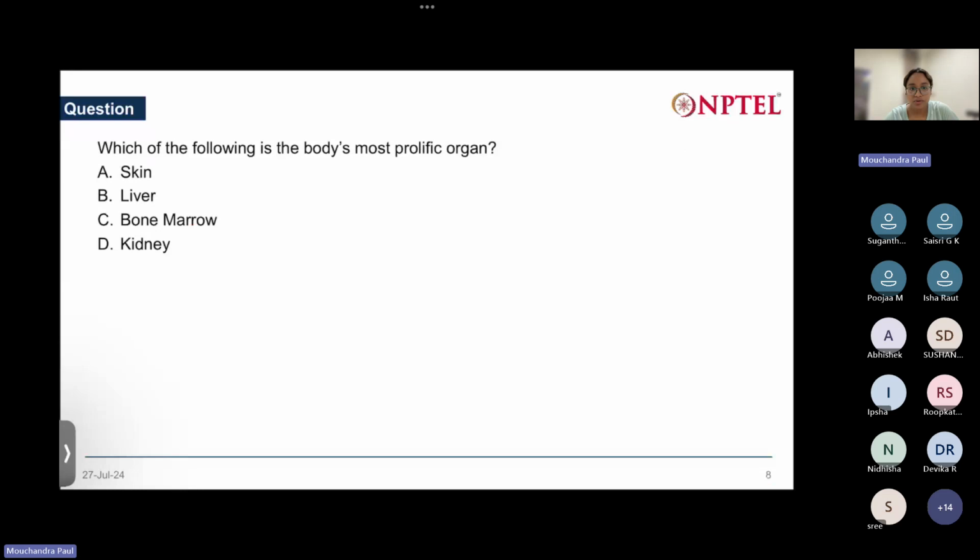Now this is another question. Which of the following organs, listed A, B, C, D, is known as the body's most prolific organ? Skin, liver, bone marrow, or kidney? Anyone?